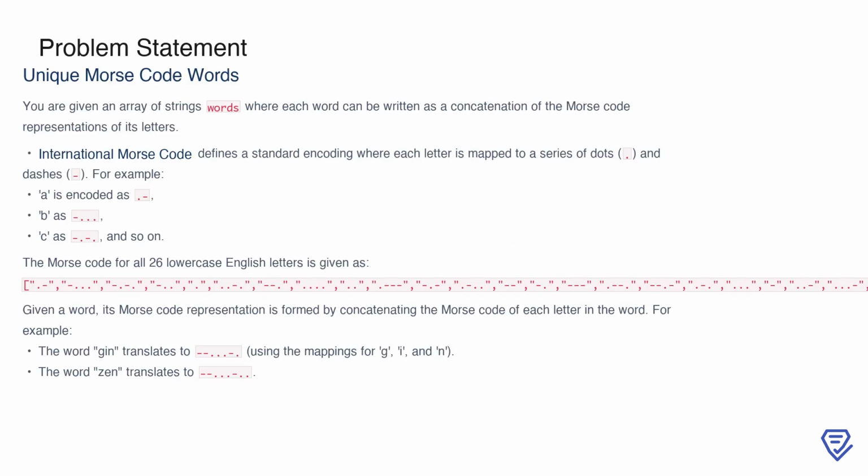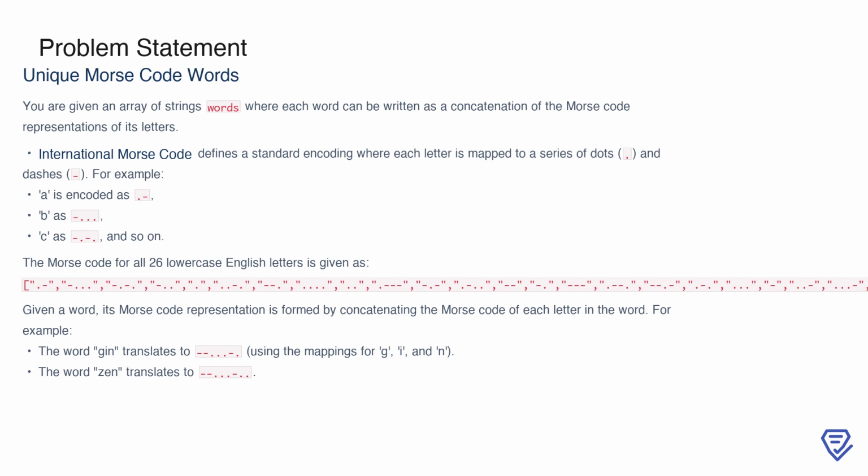In this problem, we are tasked with finding the number of unique Morse code representations for a given list of words. The International Morse code provides a standard mapping for all 26 lowercase English letters, where, for instance, A maps to dot dash, B maps to dash dot dot dot, C maps to dash dot dash dot, and so on. For example, if we take the word gin, its Morse code representation is formed by combining the Morse codes for G, I, and N, resulting in dash dash dot dot dot dash dot. Similarly, the word zen translates to dash dash dot dot dot dash dot.